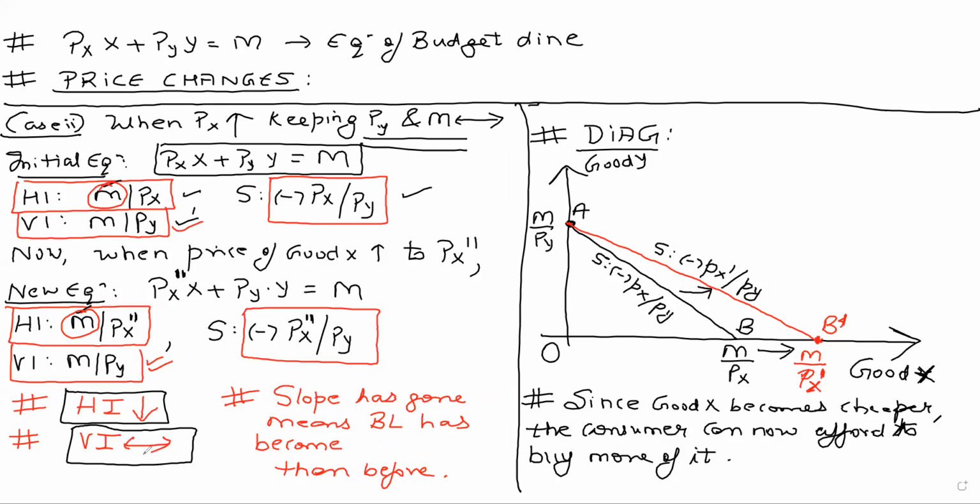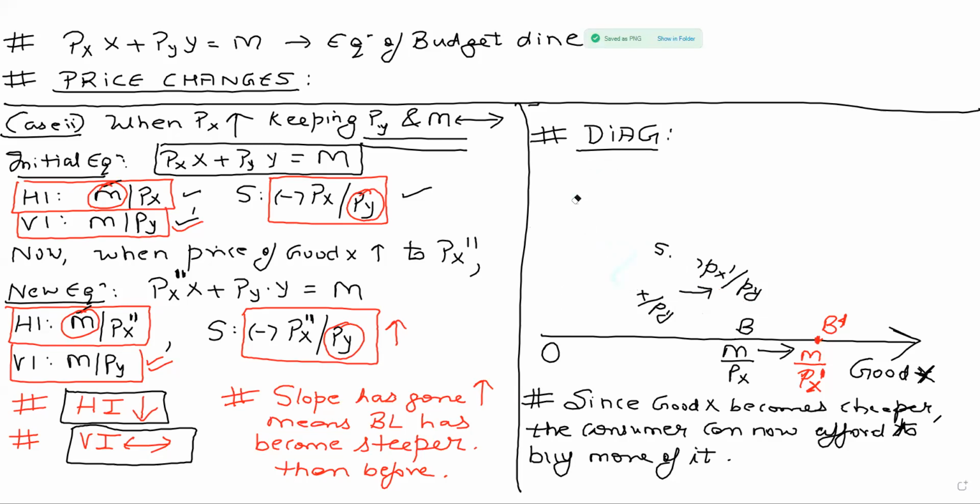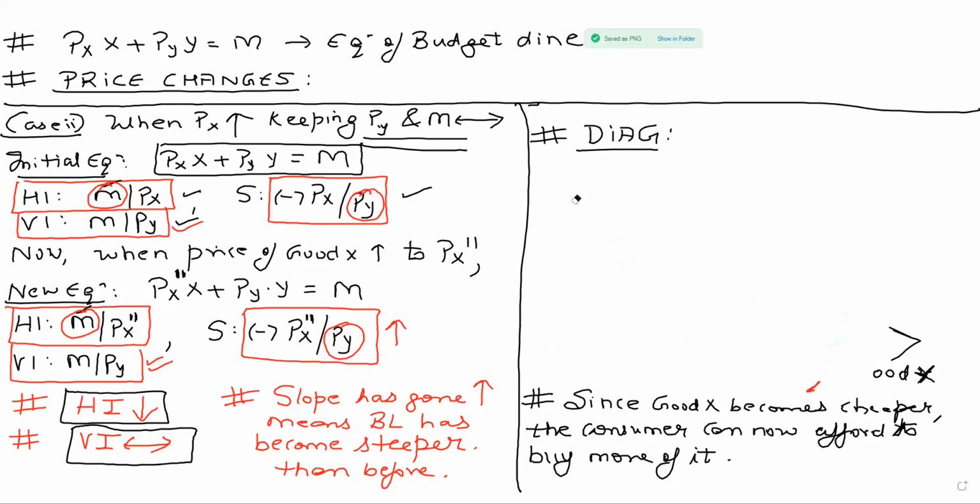Look at the slope, minus Px by Py initially. Now for the same denominator, you can see that my numerator has gone up, so my slope has gone up. So I can write the slope of the budget line has gone up, which means the budget line has become more steeper than before. So the diagram also changes now. Let's draw the diagram. Let's look at the diagram now and let's see what happens.